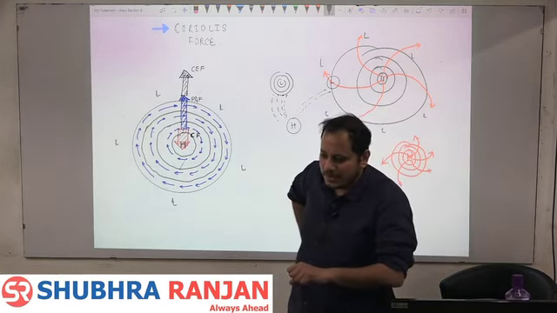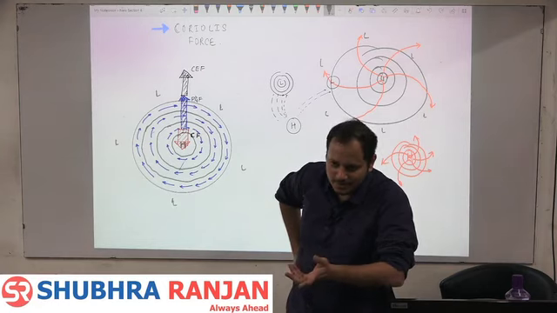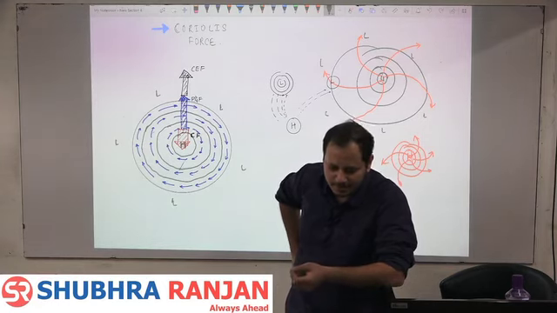Why is the Coriolis force line thick? Because the effect is more dominantly seen.